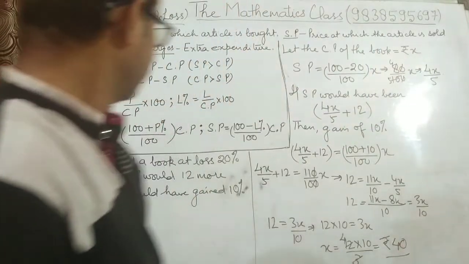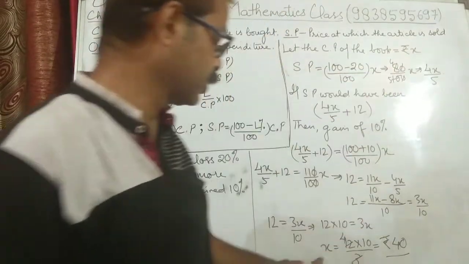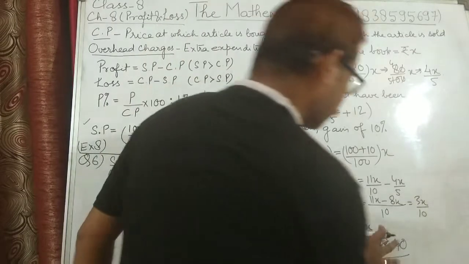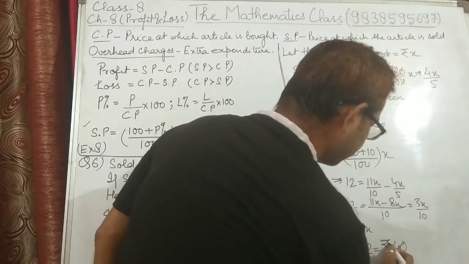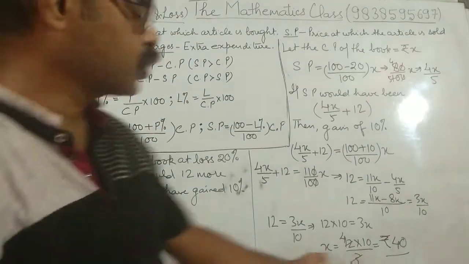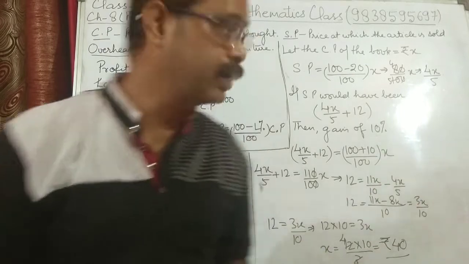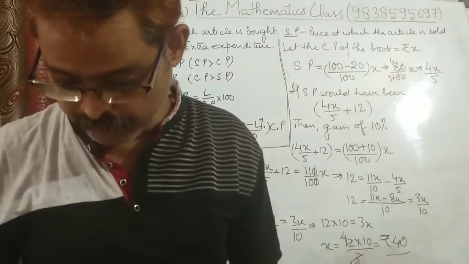We had to find out the CP, and we assumed let the CP be X, and here we got the value of X. So the cost price of the article is rupees 40. I hope the sixth question is clear to you.